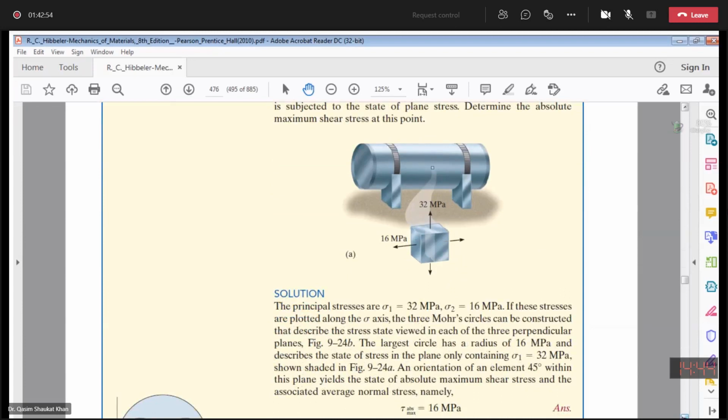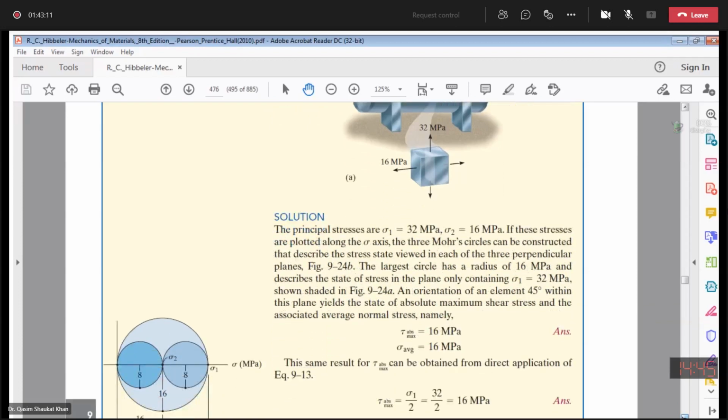So sigma 1 we have 32 megapascals, and sigma 2 we have 16 megapascals. First we have to draw the figures. You have to draw the figures in the planes: first go with yz, then xz, and then xy. And then you can draw these Mohr circles.